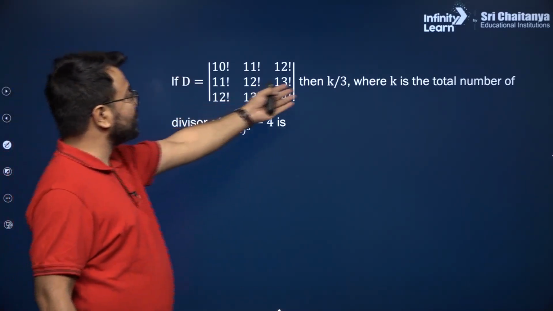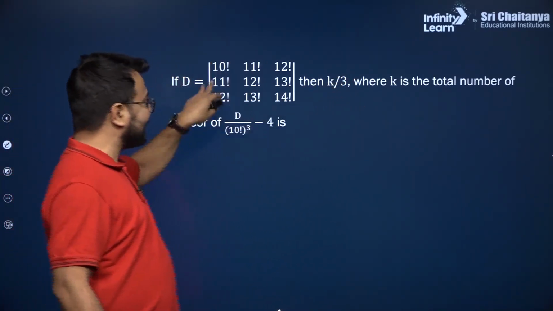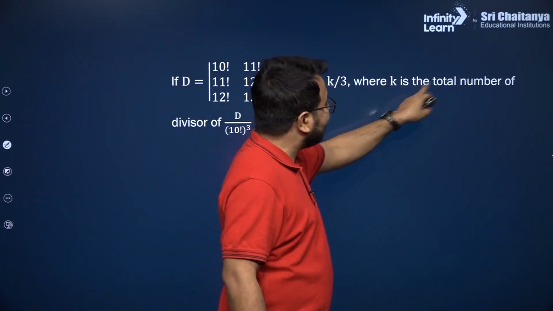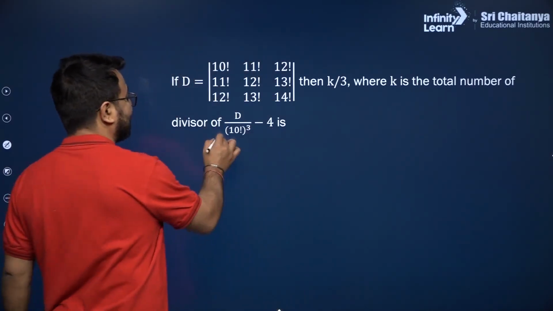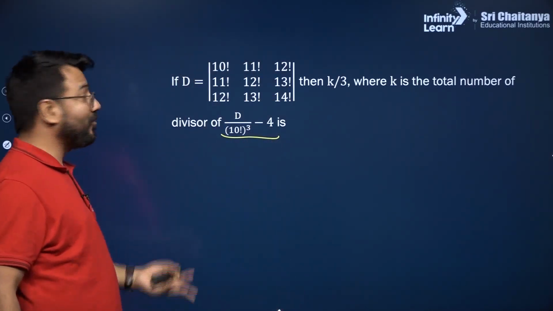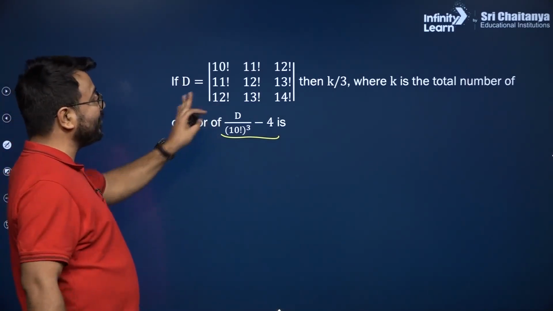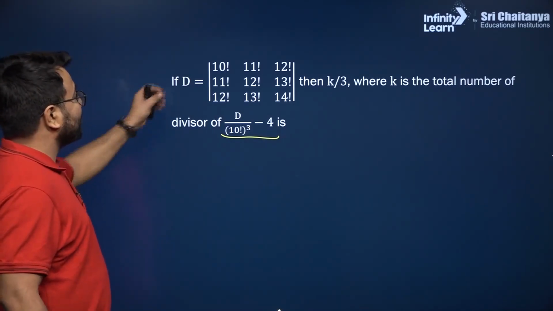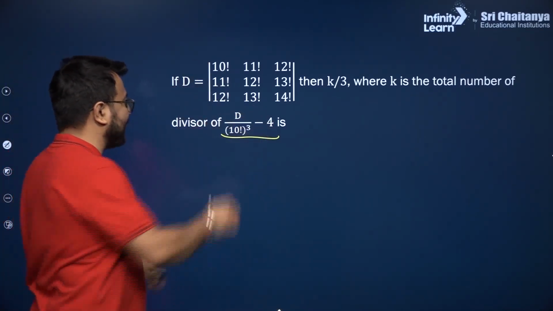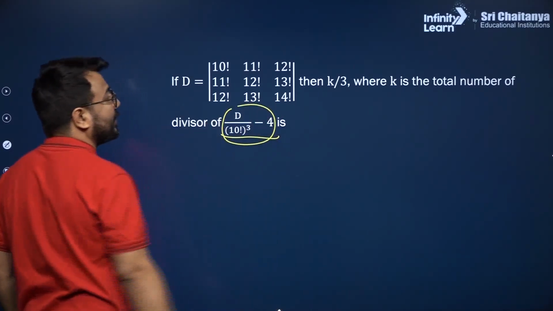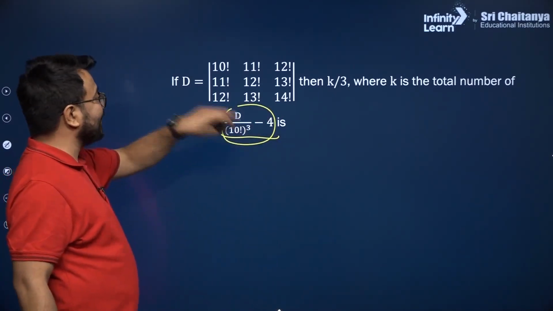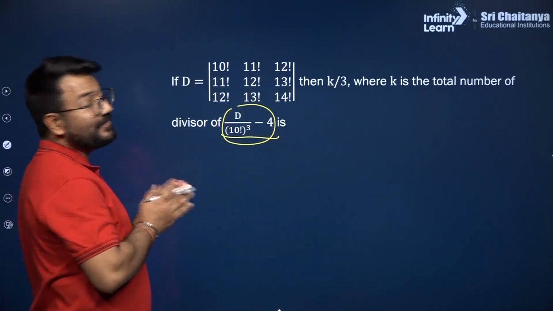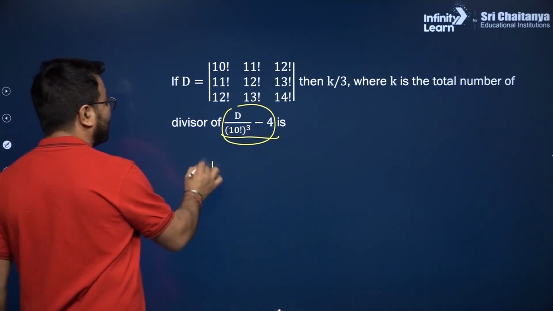So this determinant is equal to k by 3, where D is the determinant and k is the total number of divisors of this particular expression. Okay, so if I want to simplify this determinant, how will I do it? First, let me get the value of this expression, and then I will calculate the number of divisors of this expression. Then we will evaluate k by 3, and finally we will be evaluating the answer. Okay, how to do this question?